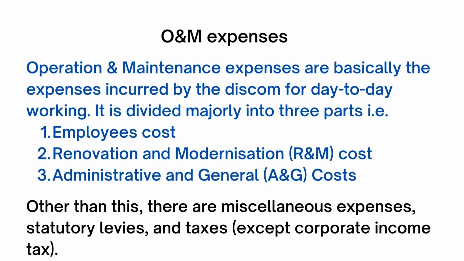It is divided majorly into three parts, which are 1. Employees cost. 2. Renovation and modernization, R&M cost. And 3. Administrative and general, A&G costs. Other than this, there are miscellaneous expenses, statutory levies, and taxes, except corporate income tax.